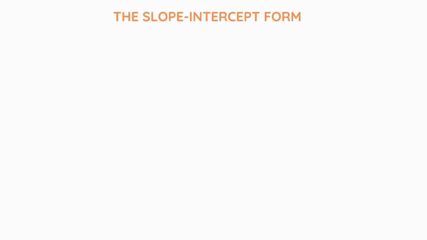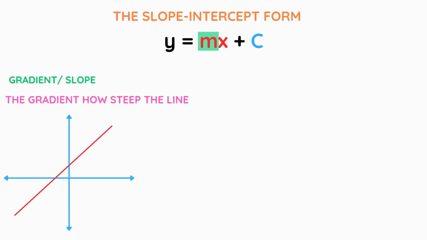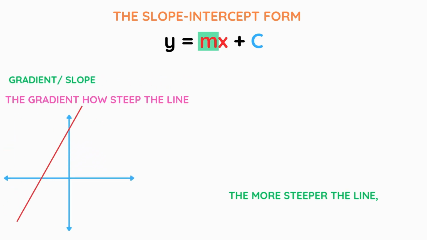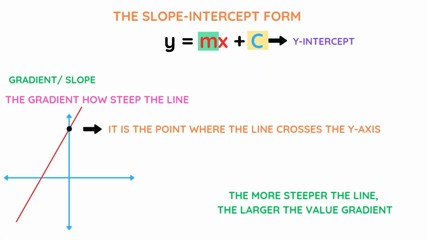Now, slope-intercept form is represented by the formula y is equal to mx plus c. Here, m refers to the gradient or the slope of a line. The gradient tells us how steep the line is. The steeper the line, the larger the value of the gradient. And c is the y-intercept. It is the point where the line crosses the y-axis.